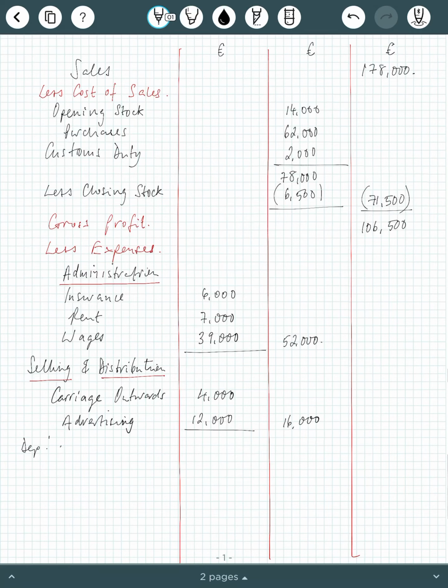Then you have depreciation on machinery. Depreciation rate is 10%. You go back up to the trial balance, lads, and look for machinery. You can see there's a cost of 50,000, and you will get 10% of 50,000, which is 5,000. Adding those three figures together, lads, you get your total expenses to be 73,000. You take your total expenses away from your gross profit, and you will get 33,500.